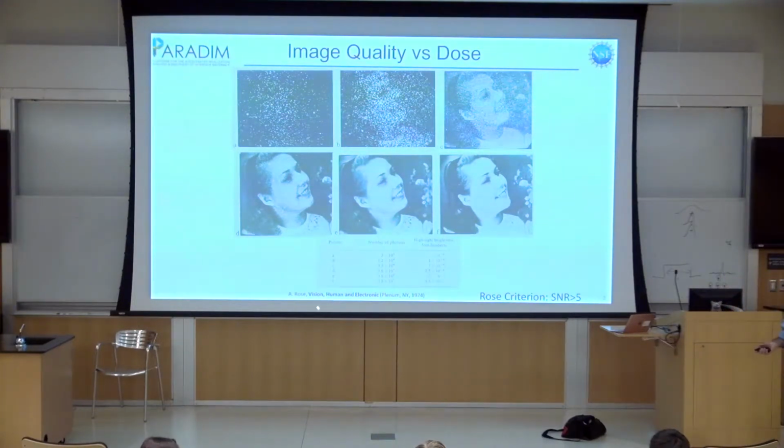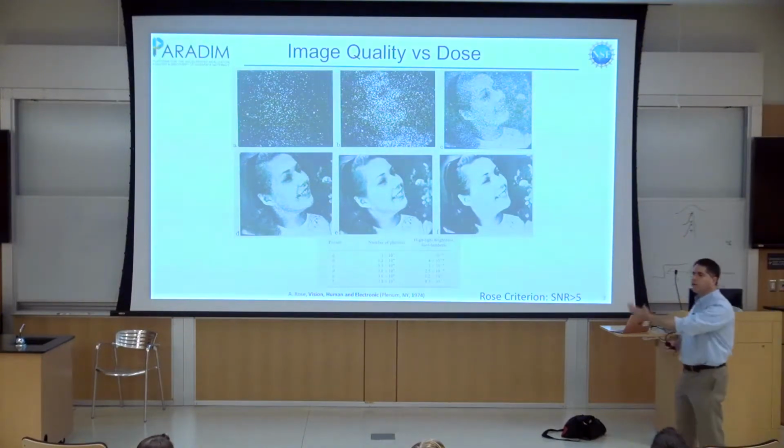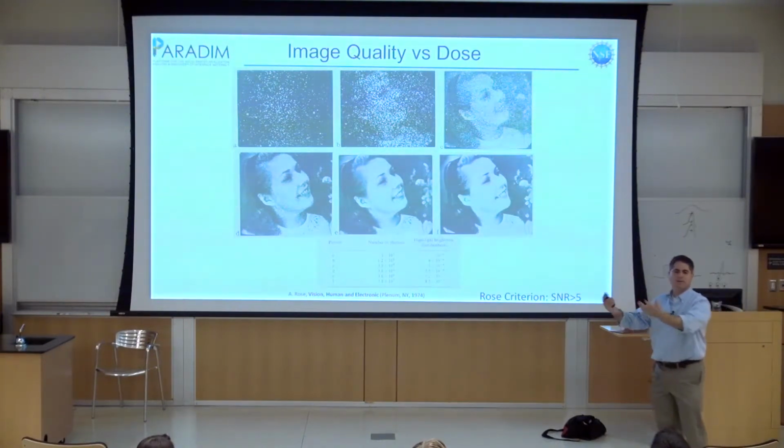Albert Rose here has written a number of classic books. Basically, he worked for RCA, which used to make TVs, and he would make noisy enough images and ask people when they could see the image on the TV set and when they got annoyed by the image. So what was an image that people were happy looking at, and what was an image that they just couldn't figure out what was going on.